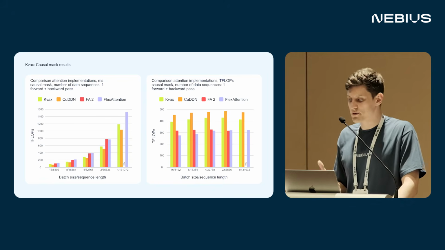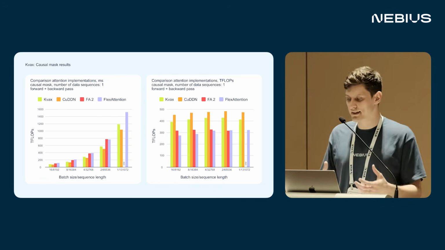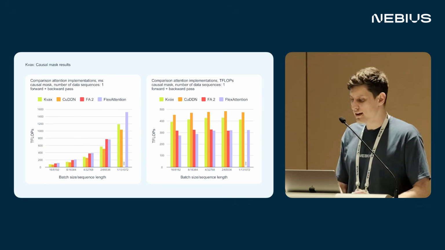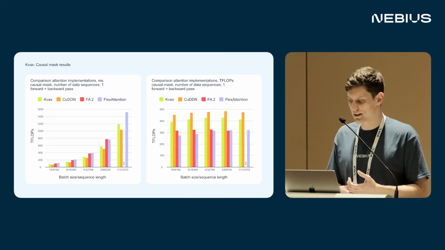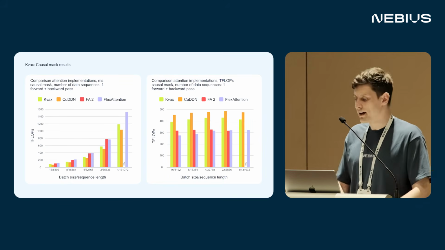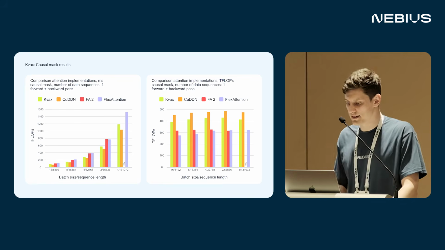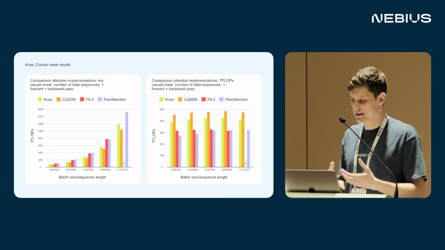Kvax also performs well on simpler causal-only scenarios, like processing a single unpacked sequence. In these cases, it outperforms alternatives like FlexAttention and standard PyTorch FlashAttention. It's competitive with, but slightly slower than the cuDNN implementation, which is highly optimized for exactly this scenario.